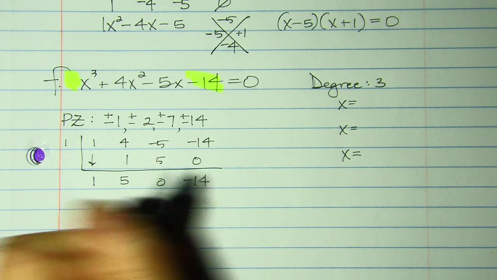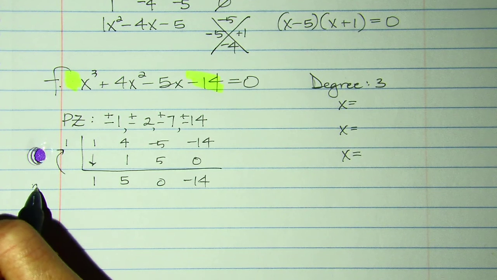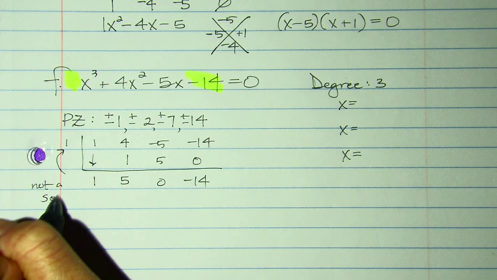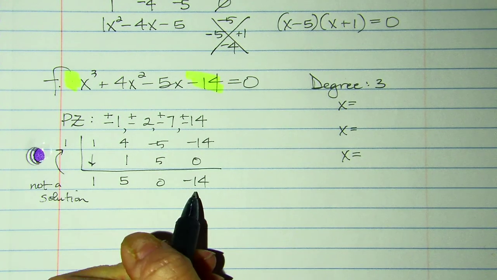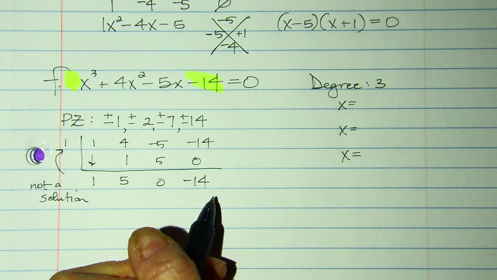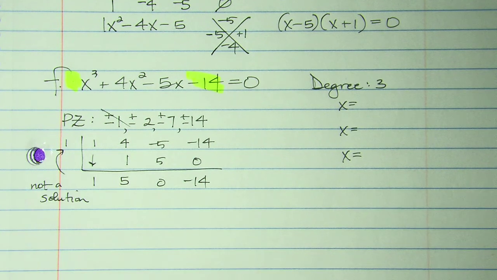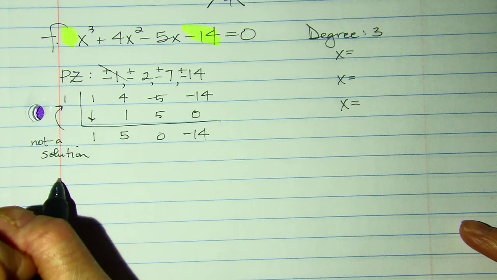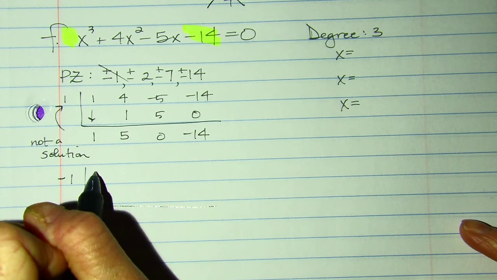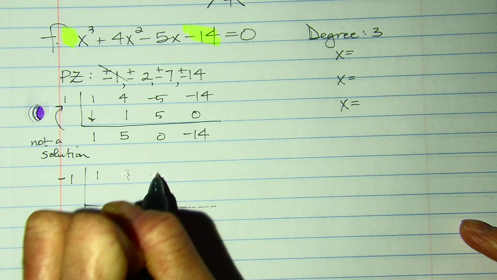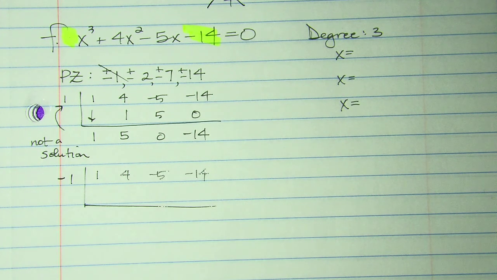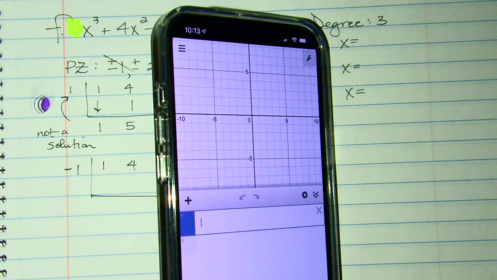Because this is not 0, that positive 1 is not a solution because my remainder is not 0. So then I would cross positive 1 off, and I would try negative 1. Start over. So 1, 4, negative 5, negative 14. Now if you're like, wait a minute, are you telling me I've got to try more than one number? Yes, unless you get out your handy dandy Desmos.